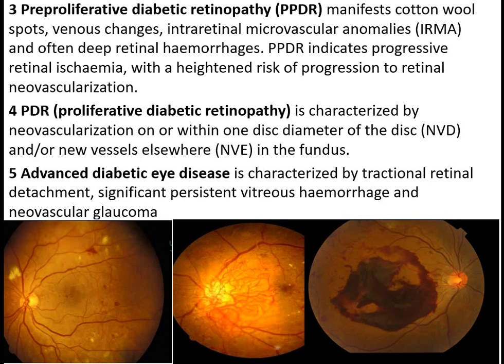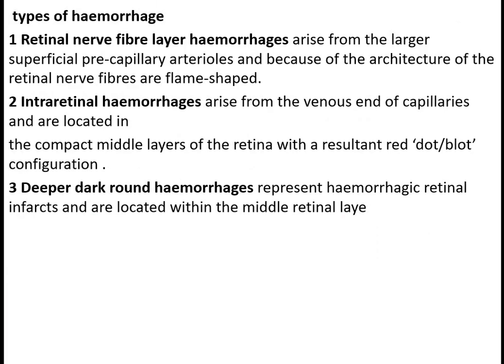These abnormal blood vessels may bleed, may lead to traction, so there will be a traction retinal detachment, significant persistent vitreous hemorrhage, and neovascular glaucoma. نيجي على التايب اوف هيموريدج. يعني الهيموريدج حسب مكانه، إذا كان بالنيرف فايبر لاير الهيموريدج راح ياخذ الشيب، it will take the shape of the layer، فكأنه يبين flame shape hemorrhage. It arises from the larger superficial precapillary arteriole and because of the architecture of the nerve fiber layer, it will be a flame shaped hemorrhage.